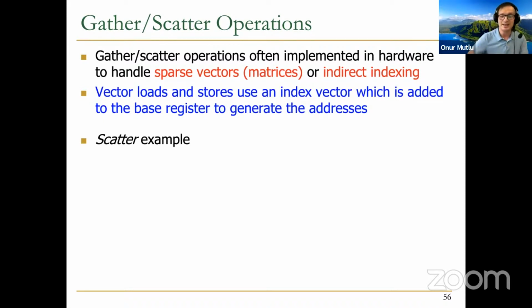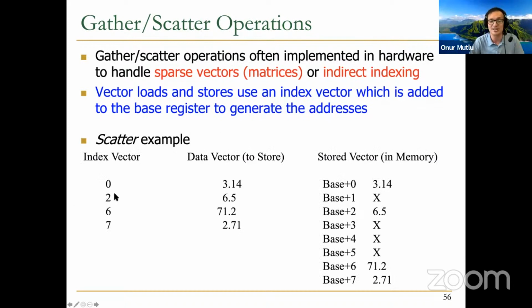So what does this mean? Let me give you an example of scatter. Scatter means you take a packed vector and you scatter it into different memory locations based on some index vector. Let's say our index vector is 0, 2, 6, 7, meaning those are the locations where data should be stored, and our data vector is this. We're only looking at 4 elements over here. The first element of the data vector should be stored to the base address plus the first index in the index vector. That's what we do as a result of that instruction.